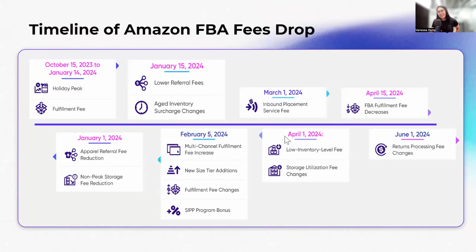So what's happening next month? Low inventory level fees, that's something that is kind of unknown to us. It's a completely new fee. The storage utilization will change, and on April 15, the fulfillment fees will decrease. So that decrease that they rolled out at the beginning of the year will happen. Also, they will have an automated removal of inventory that is aged after 365 days. And the return processing fees, that's when your returns are higher than the threshold for the category. That will happen in June. Stay tuned for those things. Pay attention to those dates, they are important.